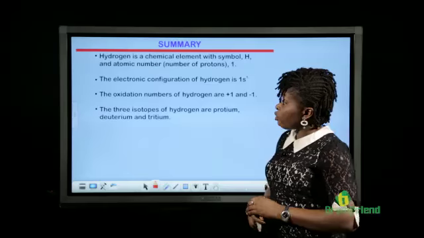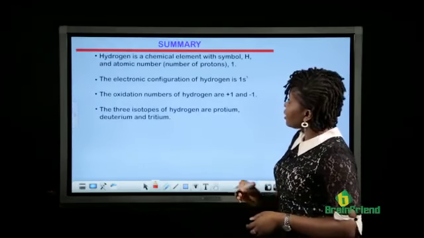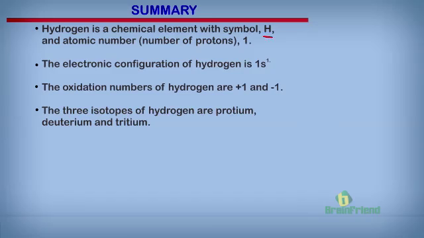Let's take a quick summary of all we treated today. We said that hydrogen is a chemical element with symbol H, and atomic number 1. We also said that the electronic configuration of hydrogen is 1s superscript 1. Then oxidation numbers of hydrogen are +1 and -1. Then we also mentioned the 3 isotopes of hydrogen, which are protium, deuterium, and tritium. Then we looked at the physical and chemical properties of hydrogen.